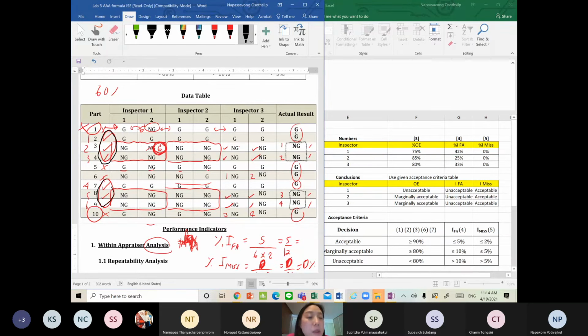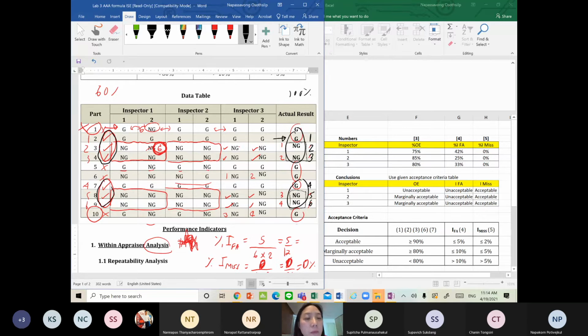Part number 2 all G and the result is correct. You count 1. Part number 3 all NG and the true result is NG, so pass in terms of accuracy. Part number 4, correct also. Part number 7, all G and then correct. Part number 8, all NG. Part number 9, in this case, they're all correct. So percent accuracy is 100%.